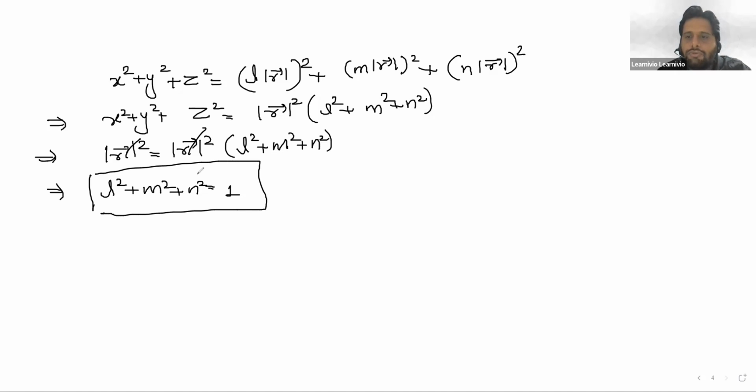Always remember this result: l square plus m square plus n square is equal to 1. They will not ask you the derivation, but remember the result. We will use it in many questions. I will give you only one minute. Please note this down and confirm. Then we will start the next topic.